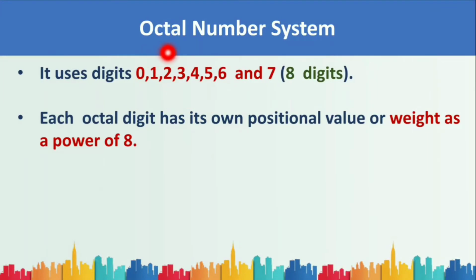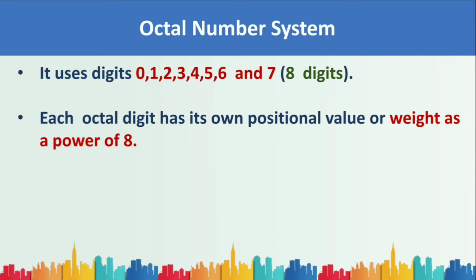The next one is the octal number system. In this octal number system, we have 0, 1, 2, 3, 4, 5, 6 and 7. That is, a total of 8 digits are available in the octal number system. From the decimal numbers, they have removed the numbers 8 and 9. The 8 sequence and 9 sequence are completely ignored in this octal number system. So here each digit has its own positional value, or weight, as a power of 8.